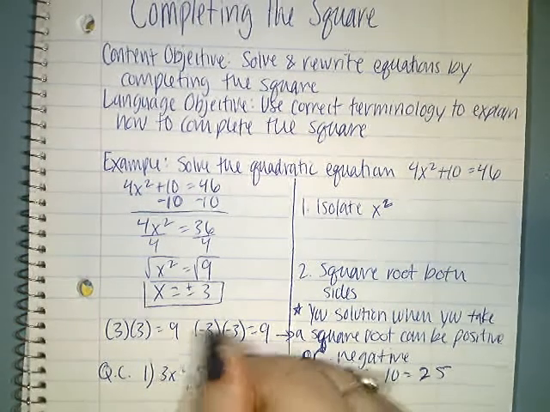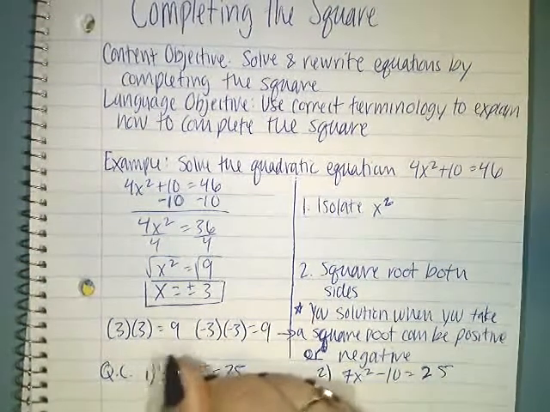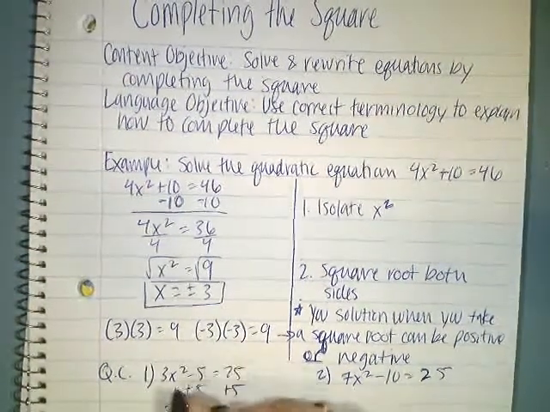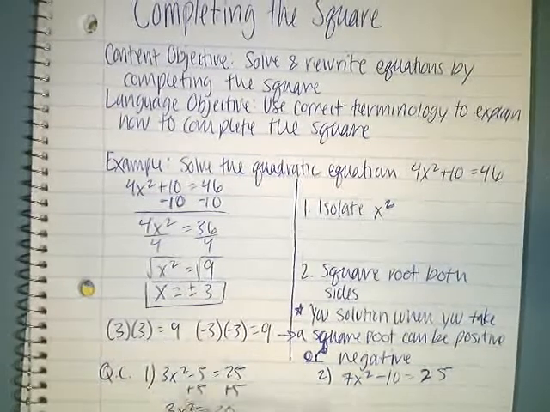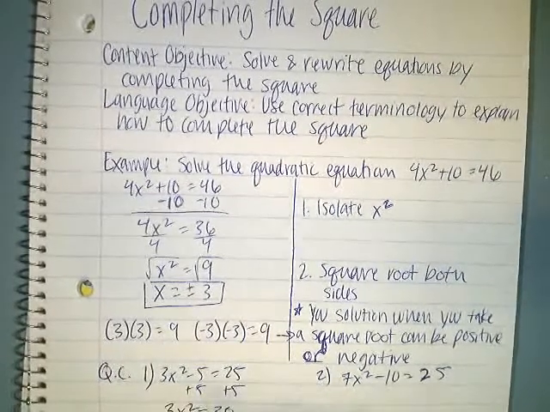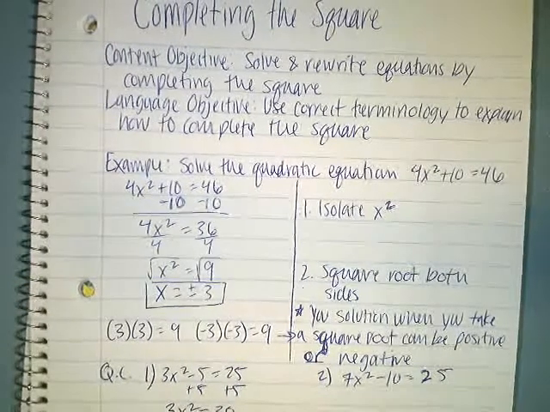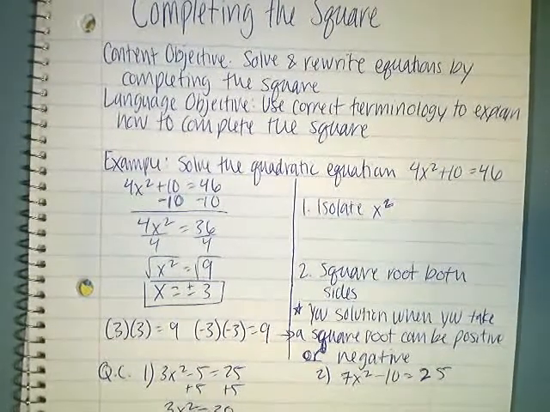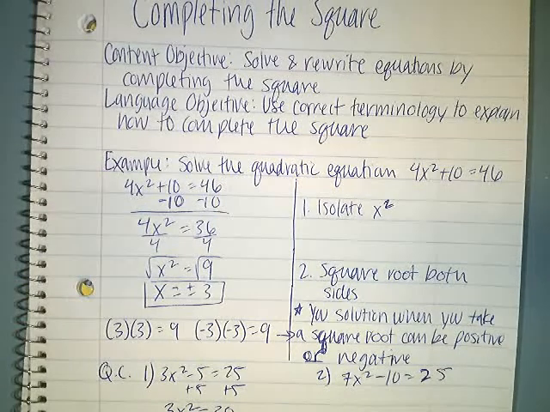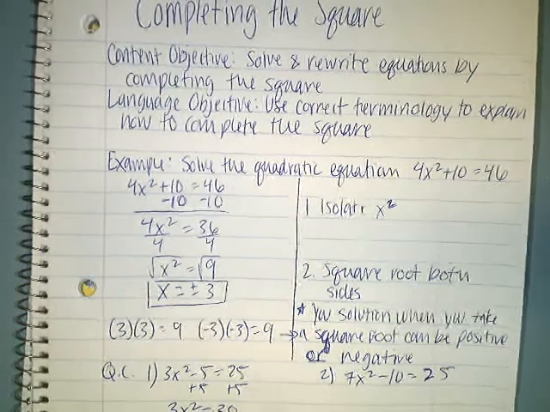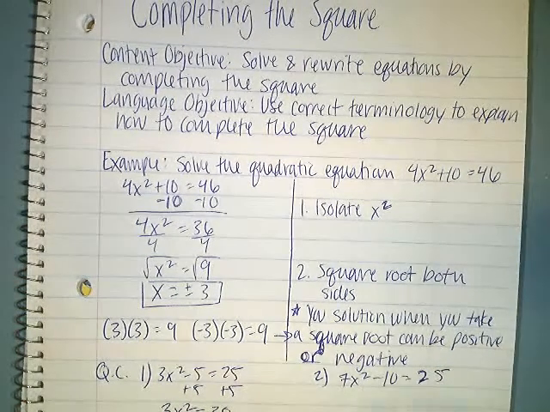So I'm going to add 5 to both sides. Get 3x squared equals 30. Divide both sides by 3. And I get x squared equals 10. Square root both sides, and I get x equals the square root of 10, and that could be plus or minus. So I'm going to put the plus or minus in front so I remember that that root could be positive or negative, and that's my answer.